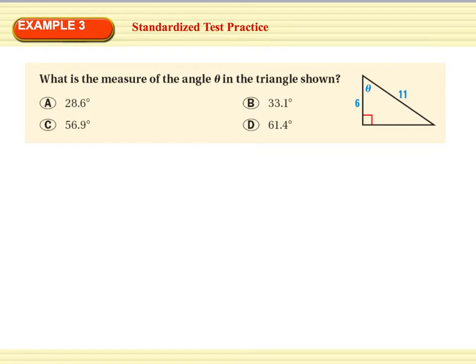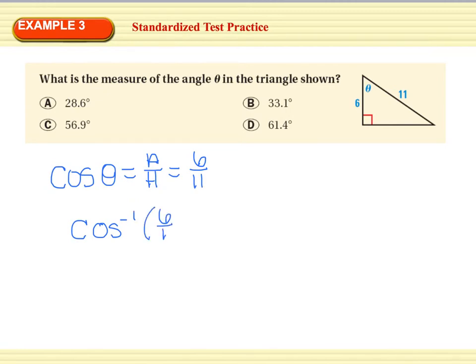So we can go ahead and use the fact that cosine of theta is equal to the adjacent over the hypotenuse, which in this case is equal to 6/11. And if we want to go ahead and calculate the angle theta, I can take the inverse cosine of 6/11, and when you type that in, this will give us 56.9 degrees. And if you look at your multiple choice solutions, that is solution C.